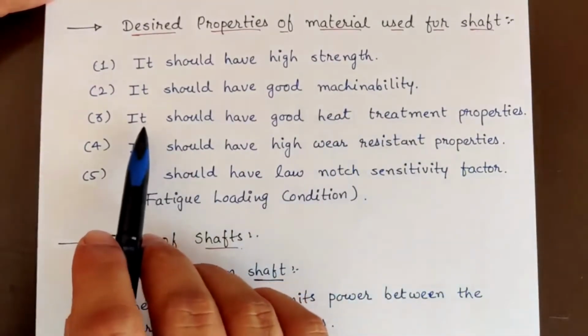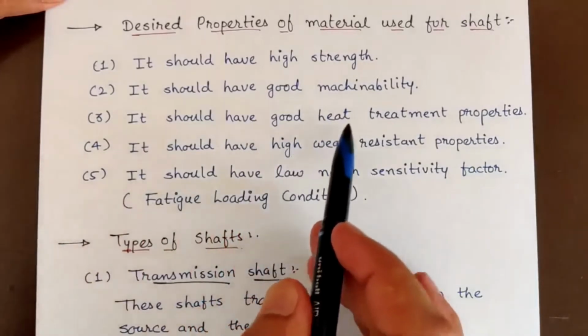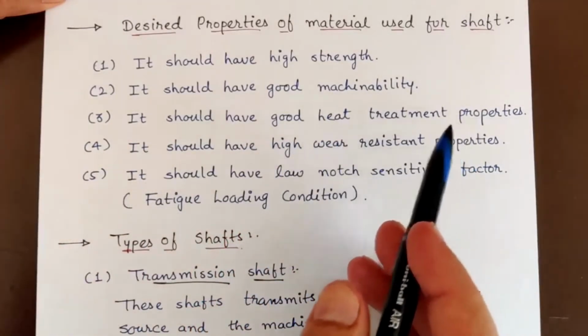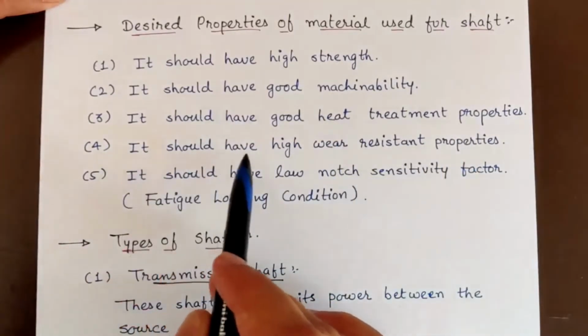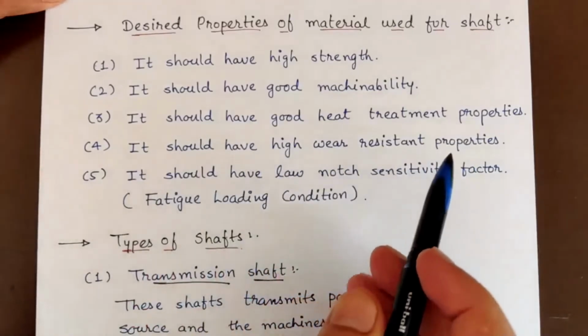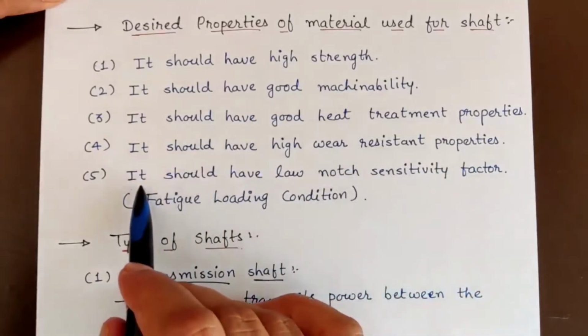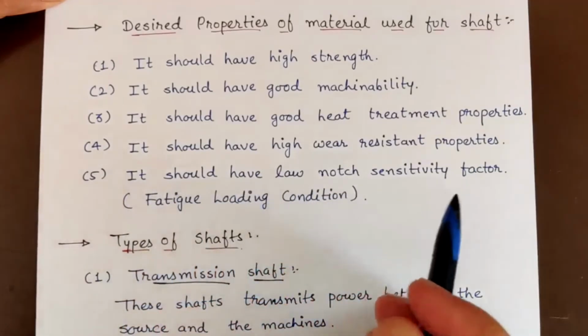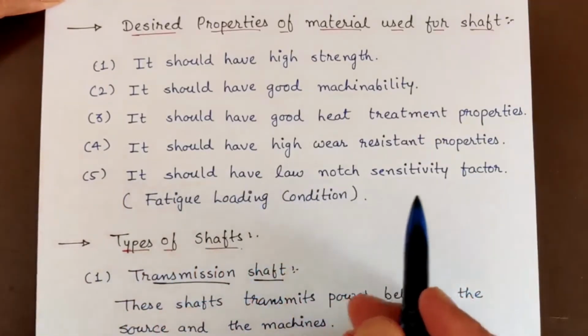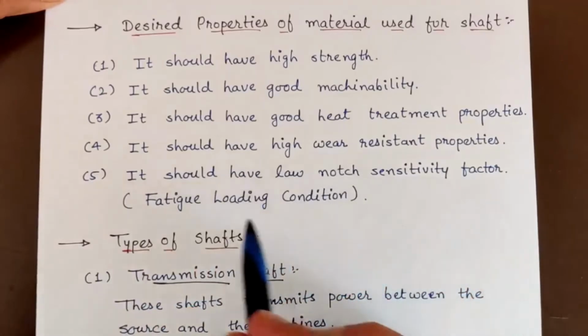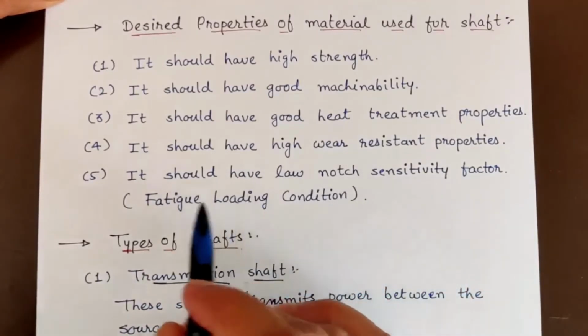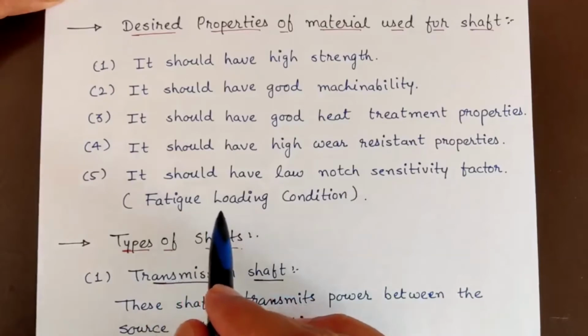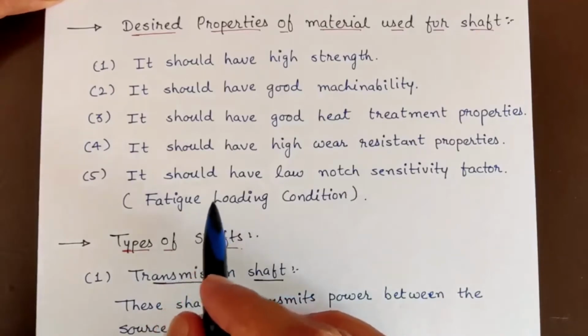The third property is it should have good heat treatment properties. The fourth one is it should have high wear resistance properties. And the fifth and last one, it should have a low notch sensitivity factor. Now here notch sensitivity factor is related with fatigue loading conditions. Basically fatigue loading includes various types of fluctuating loads.